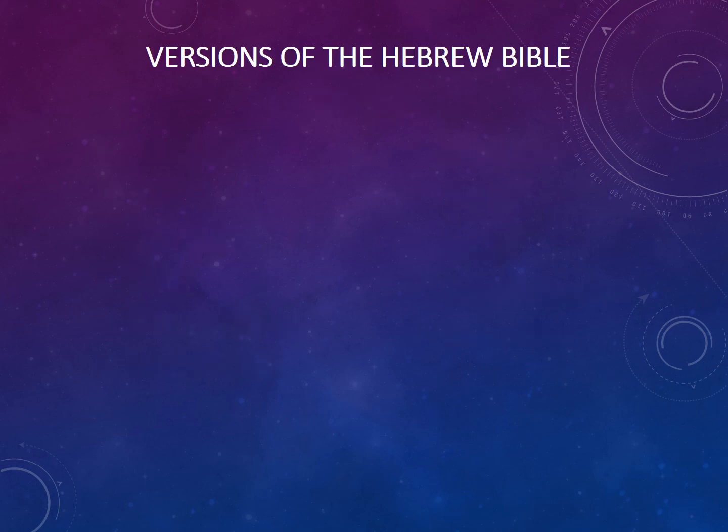We'll conclude this video by talking about 3 different versions of the Hebrew Bible. Of course, the Hebrew Bible was originally written in Hebrew, but we do not get a complete text in Hebrew of the Hebrew Bible until the 10th century CE. This is called the Masoretic text, and you might see it abbreviated MT.